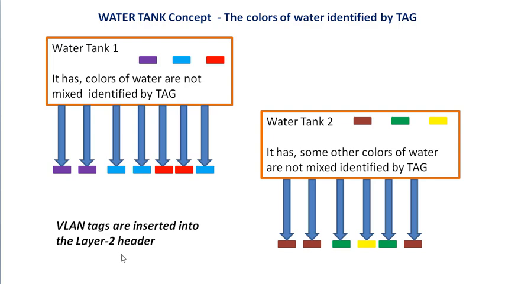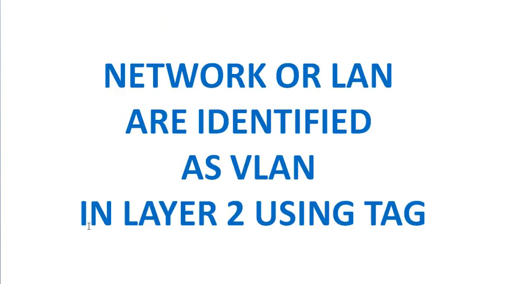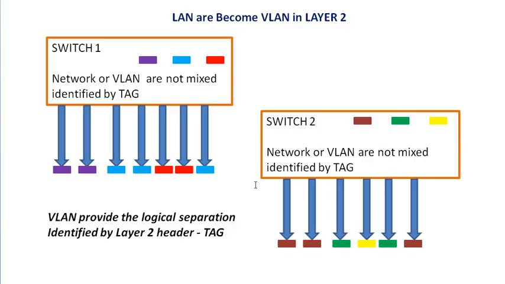So VLAN tags are inserted in the layer 2 header. We know layer 2 is the data link layer. In the data link layer, a tag is inserted in the frame header. Through the tag, the devices will identify which VLAN the traffic belongs to. A network or LAN is identified as a VLAN in layer 2 using a tag. The tag is the most important, actually it is a key role of the data link layer. So a LAN becomes a VLAN in layer 2.